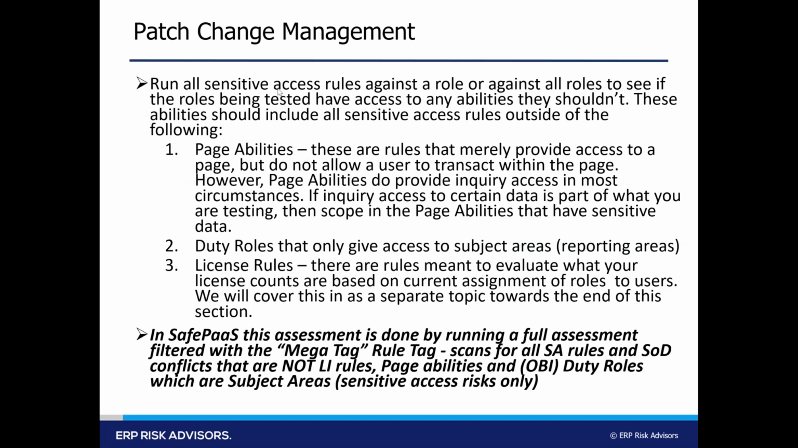So what we really want to do is run this same thing we talked about in the last webinar, a comprehensive sensitive access analysis. And we would do that through something we call our mega tag that looks at all sensitive access rules other than licensing, page abilities, and OBI duty roles. So that's what you're relying upon us for: how do you have full risk coverage as you're doing that analysis.